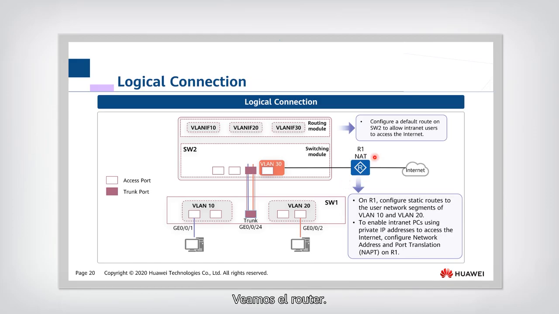And then let's look at the router. Here, the router first should be configured with static routes. The router needs to know that for VLAN 10, it should forward through this switch 2. And for VLAN 20, it should also forward using this switch 2. So they need to configure VLAN 10 and VLAN 20 as the static routes.